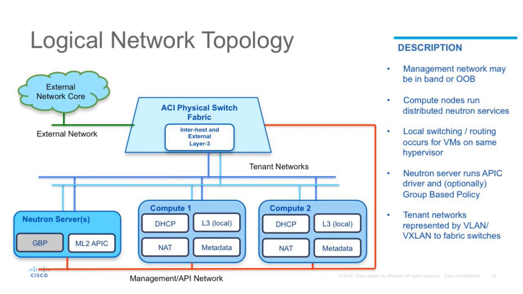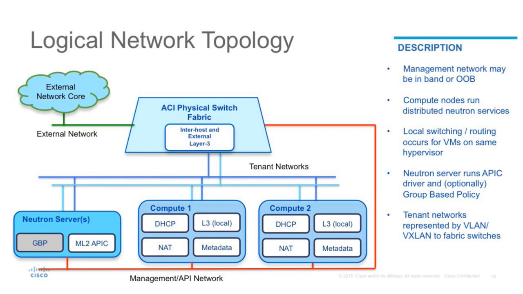We see that the Neutron server has the plugin, which could be in a group-based policy mode, or the Neutron ML2 APIC mode, which is just using the Neutron API to create networks instead of group-based policy to deploy applications. All the compute nodes have the DHCP server, the L3, the NAT, the floating IPs, and the metadata service local to each and every hypervisor, which means practically there is no Neutron node. There's only one server that has the Neutron process running and the plugin installed. Besides that, everything else is on the compute node.